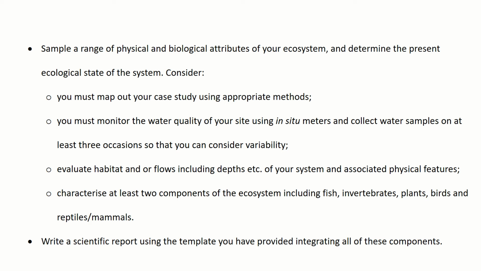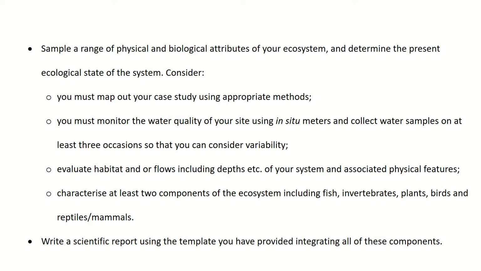Evaluate habitat and or flow, including depths. In other words, with some of the dams, you can't look at flows because you're working in a dam, but you can work on depths and what happens when the depths change. And associated physical features, the structures, vegetation, things like that.